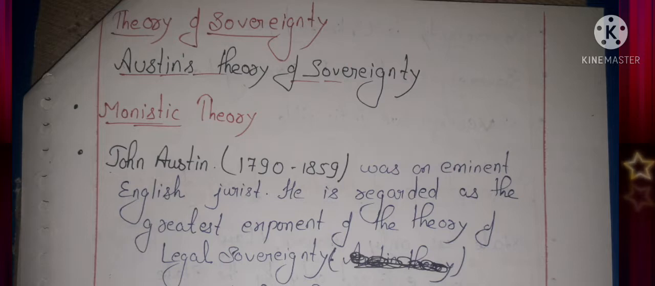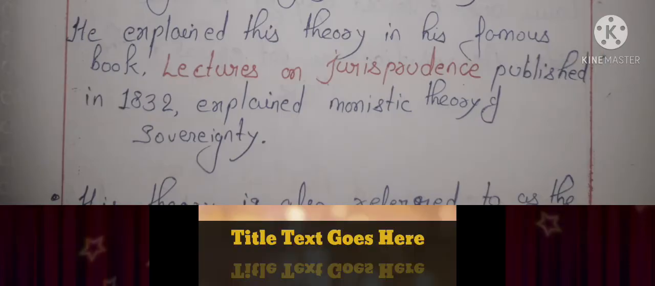Monistic theory. John Austin, 1790 to 1859. He was an eminent English jurist. He is regarded as the greatest exponent of the theory of legal sovereignty. He explained this theory in his famous book Lectures on Jurisprudence, published in 1832.